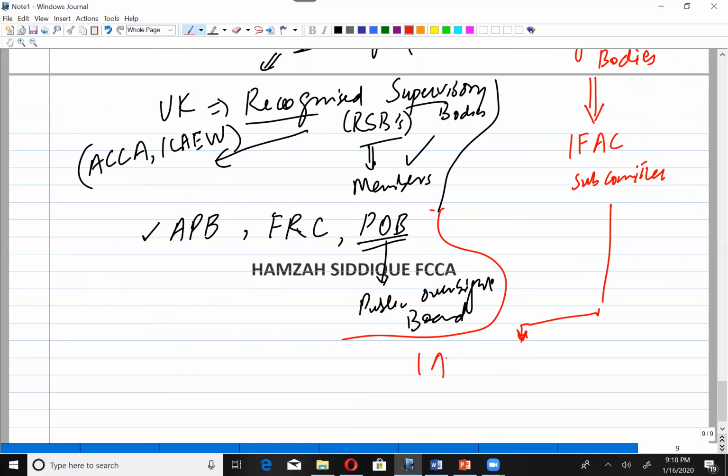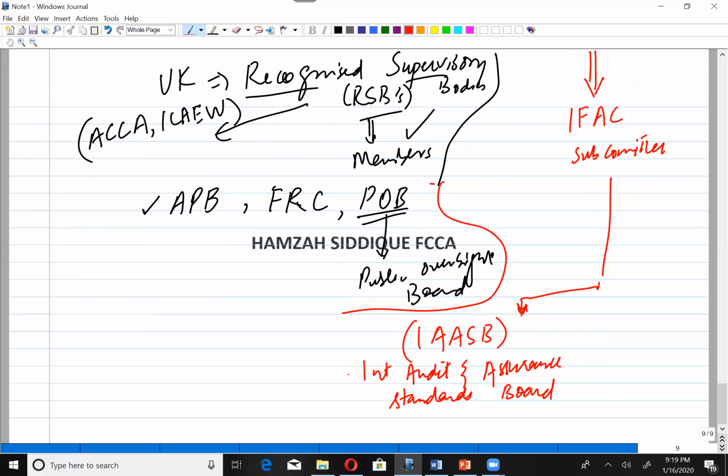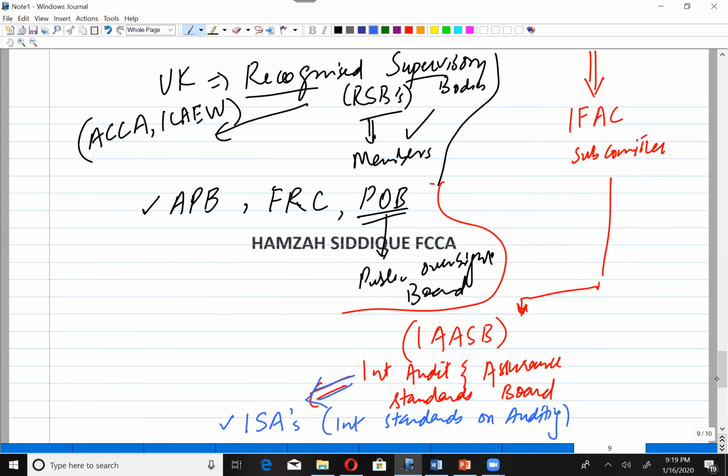Number one is IAASB, the International Audit and Assurance Standards Board. So what does it do? This committee issues multiple types of standards and multiple types of guidelines. One of those is ISAs, International Standards on Auditing.